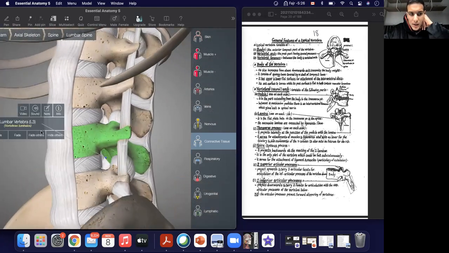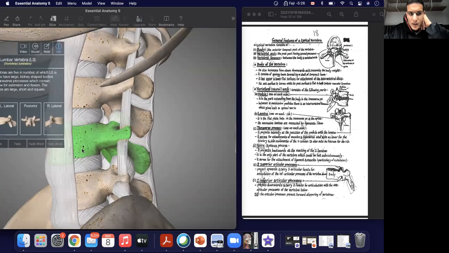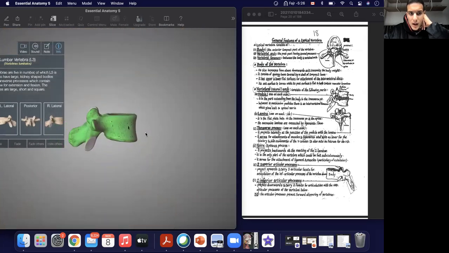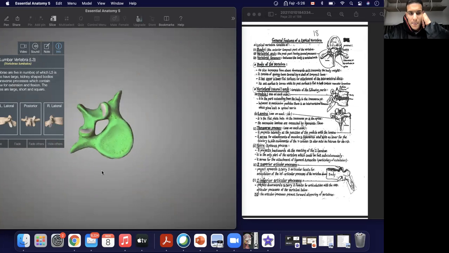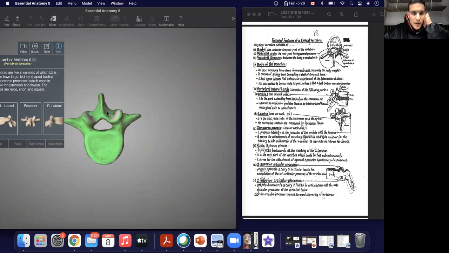Now let's isolate it again. When we isolate this again, we can see the laminas, one on each side again. It is a flat plate between the transverse process and the spine. You see, between this transverse process and the spine, what's between it is the lamina. Okay, so lamina, pedicle. All right.